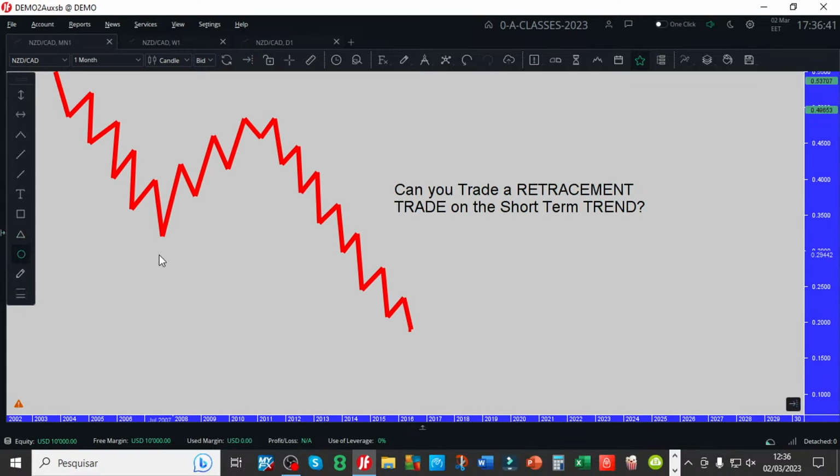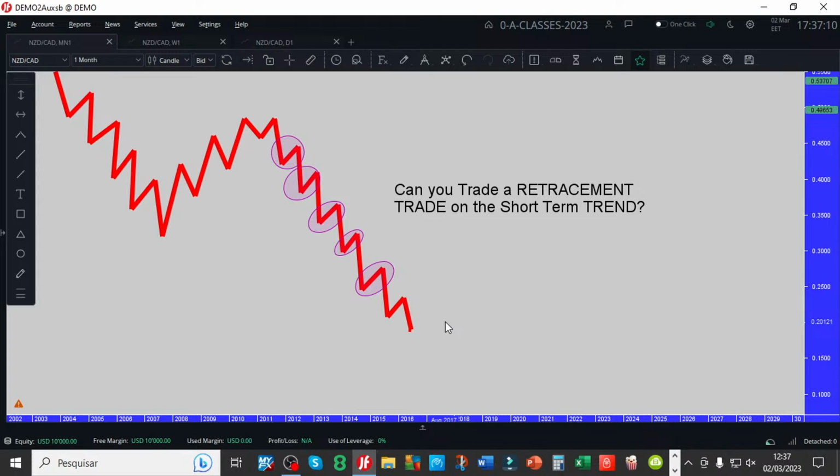Meaning, can you trade this retracement? Can you trade those retracements? Yes, we can.